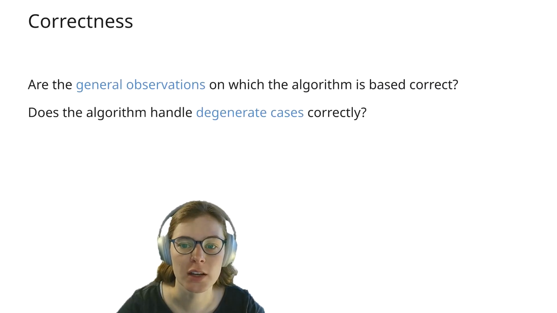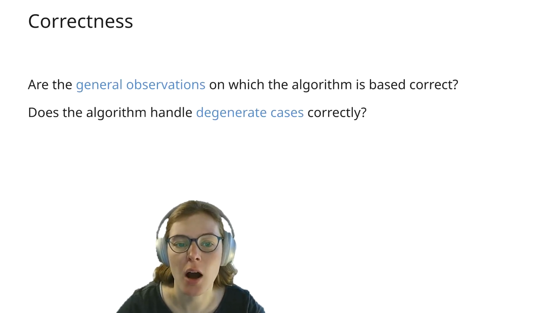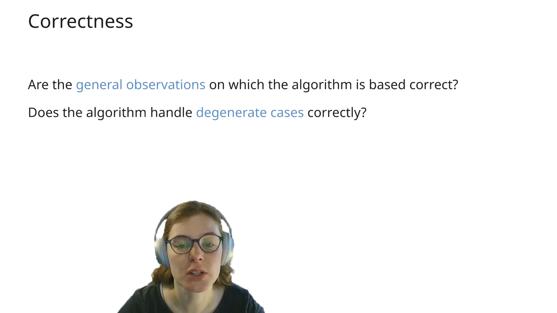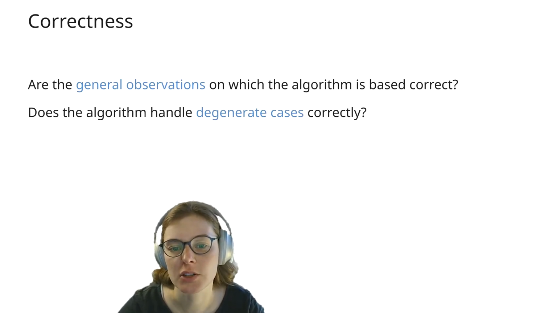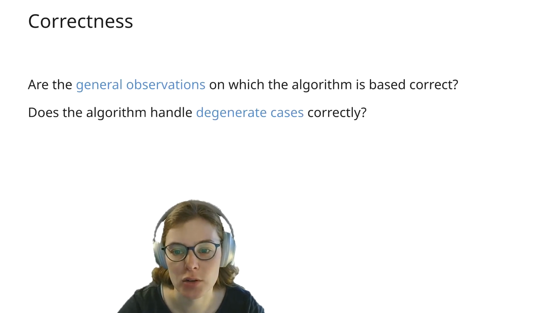When we're proving the correctness of an algorithm, we want to make sure that the observations we have made and the properties that we used to build our algorithm are correct. And secondly, we want to make sure that the algorithm handles those degenerate cases correctly. For example, in the case of the convex hull problem, degenerate cases may come in the form of 3 collinear points or maybe 2 points with the same x coordinate.